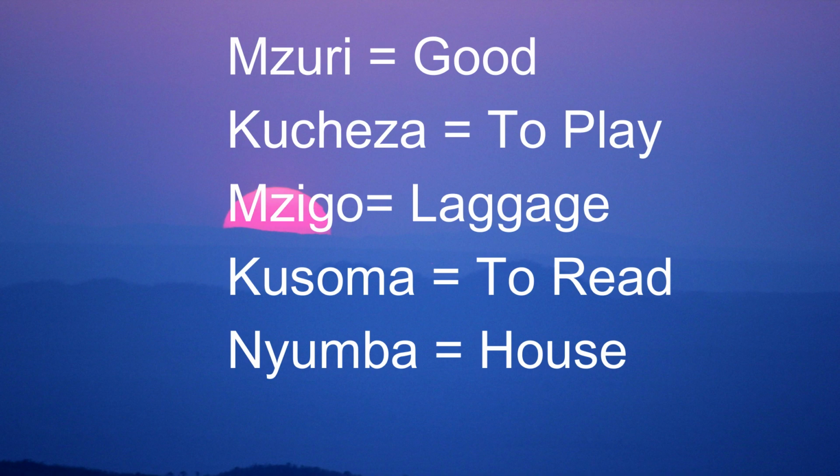Alright, now that you finished doing your practice, this is how I would pronounce them. The first one is mzuri, which means good. Kucheza, which means to play. Mzigo, which means luggage. Kusoma, which means to read. And nyumba, which means house.